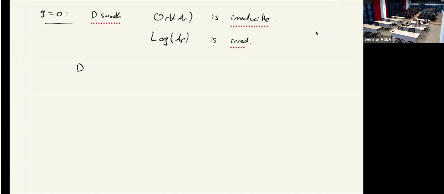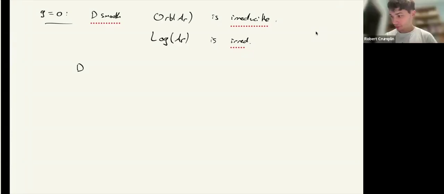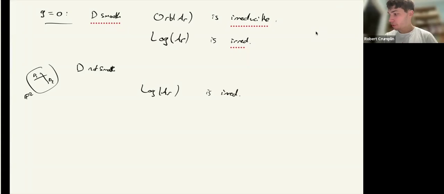Yeah. But if D is not smooth, so think about P2 with two lines, D1 and D2. What it turns out is that this log space is still irreducible, but now the orbifold space can be reducible. It depends on the exact contact orders and stuff, but it can be reducible.